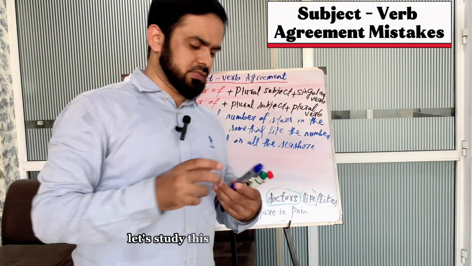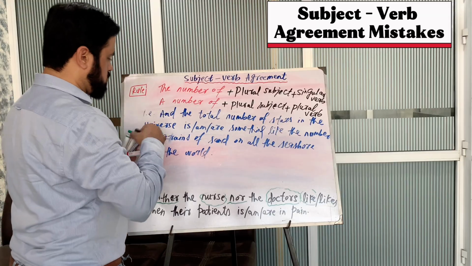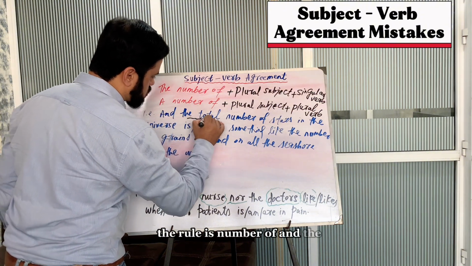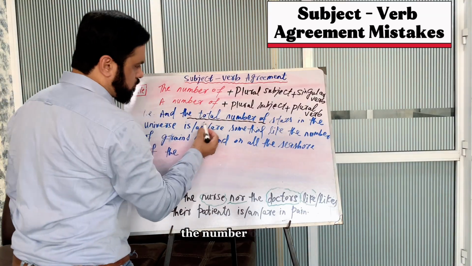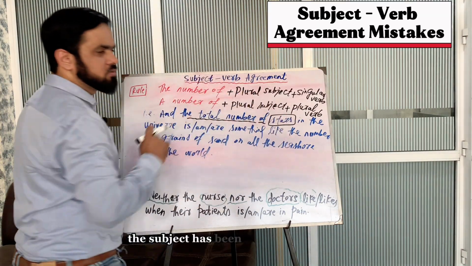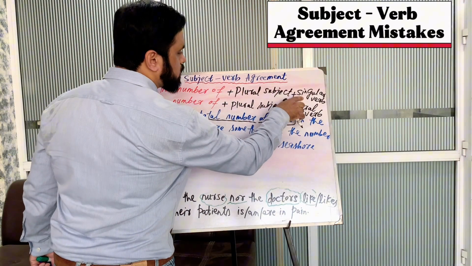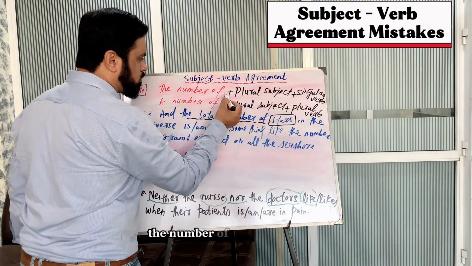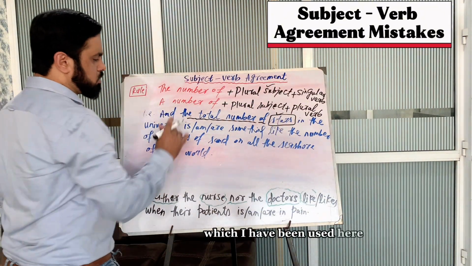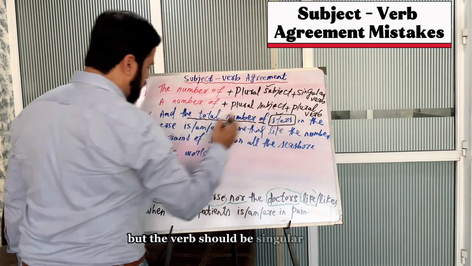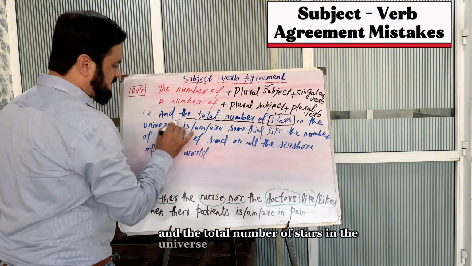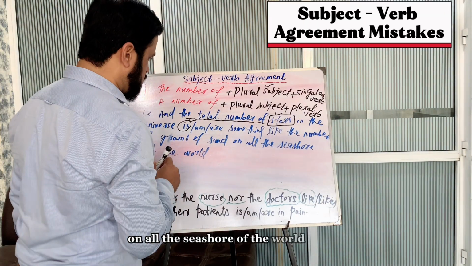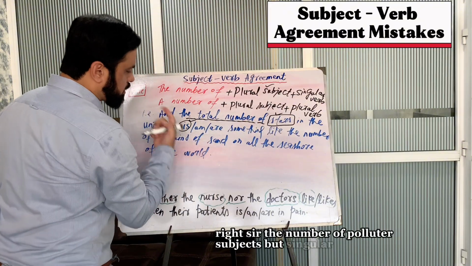Right. Let's study this sentence now. And the total number of stars in the universe is, am, or are. Right. The rule is the number of and the total number of. This is the expression that has been used here. The subject of the number of will be plural. Yes, the subject that has been used here is plural. In the universe, the verb should be singular. So what I mentioned to you is that if you are to use this expression, the number of, you are to use a plural subject, which I have used here. The subject is plural, but the verb should be singular. So the total number of stars in the universe is something like the total number of grains of sand on all the seashore of the world, right? So the number of plus plural subject but singular verb, okay?